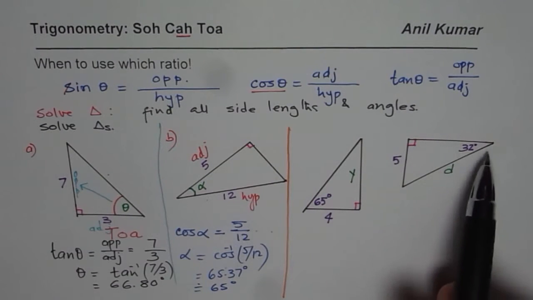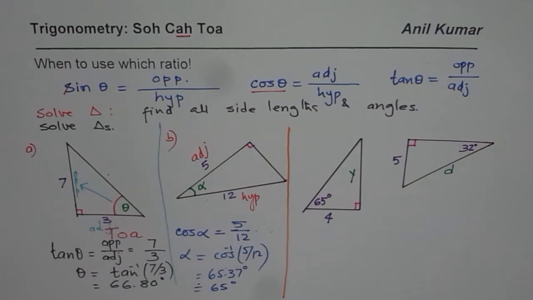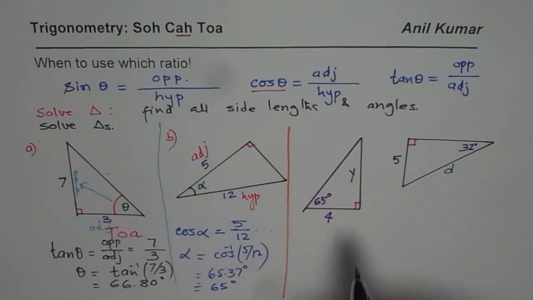In these cases the angles are given to us, but we have to find the side. So whenever we are solving right triangles using trigonometric ratios, we will either be given the angle, or we need to find an angle, or we need to find a side. So that is the case.